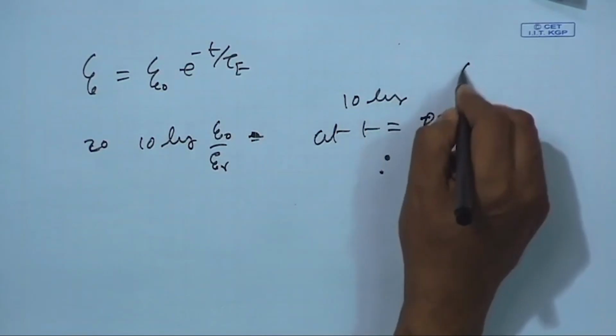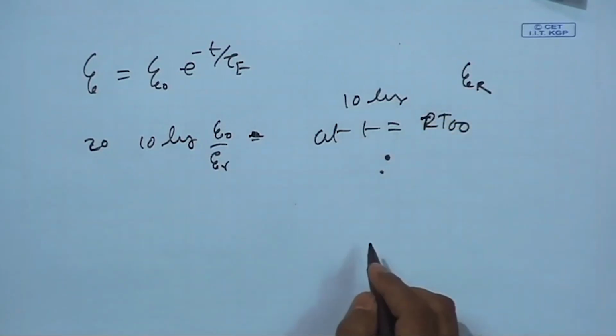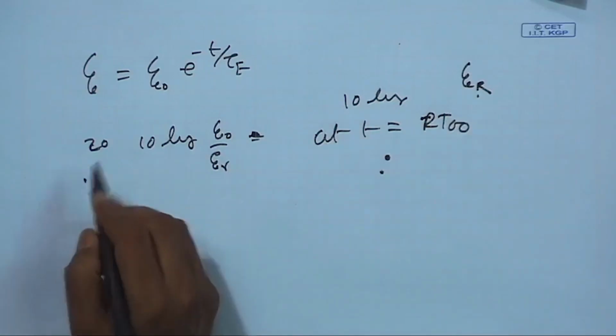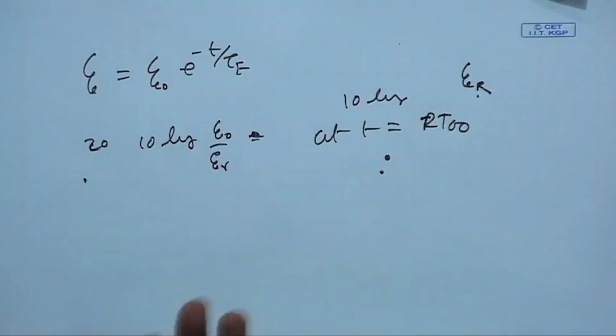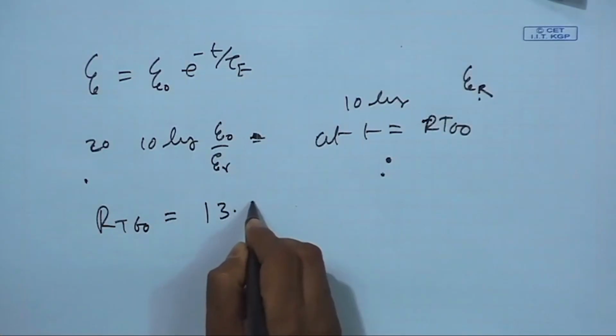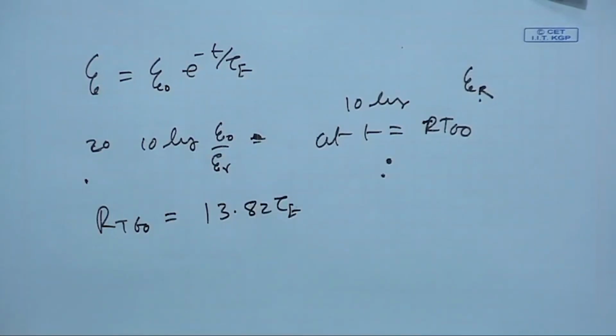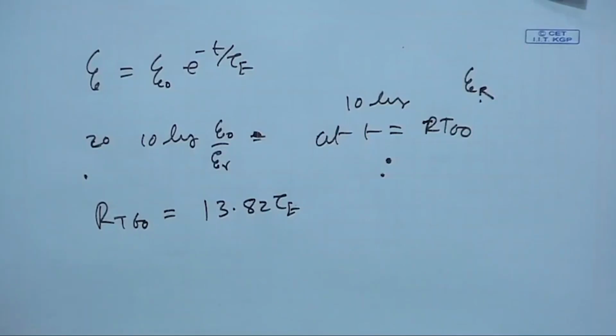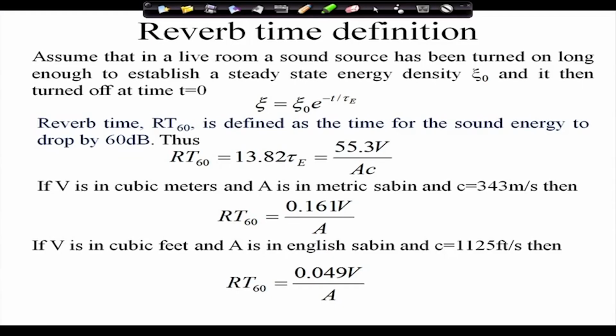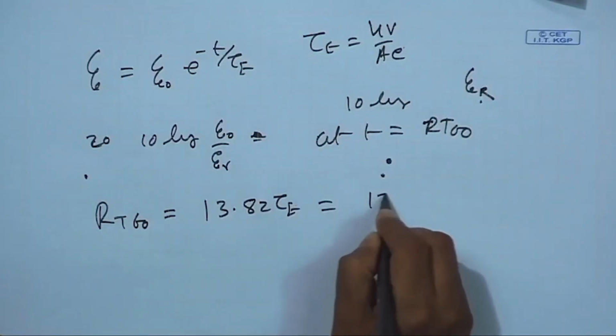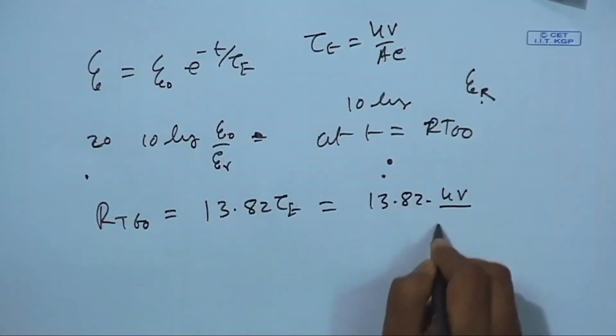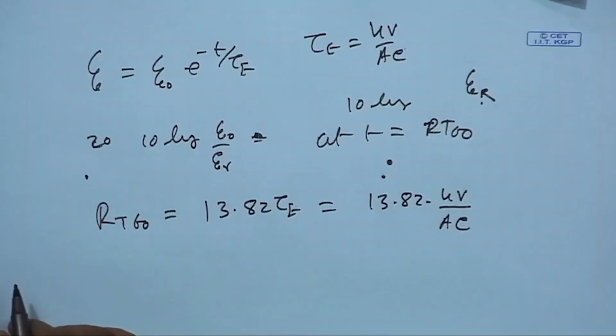Let us say psi is nothing but psi r, capital R. So, psi and psi r differ by 60 dB. Psi minus psi r is nothing but 60 dB. So, I can calculate RT 60 as nothing but 13.82 tau e. If it is 13.82 tau e, what is tau e? Tau e is nothing but 4 V by AC. So, it is 13.82 times 4 V by AC. I will show you in the next slide how 4 V by AC comes.